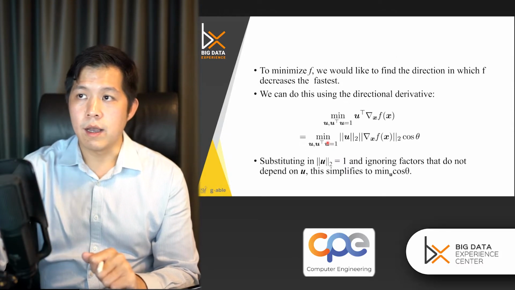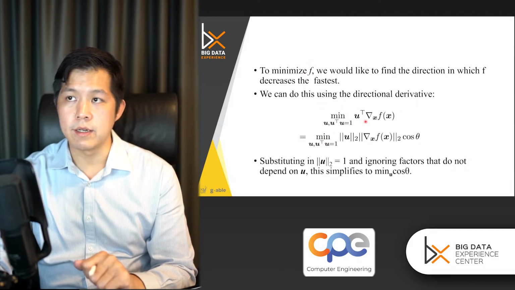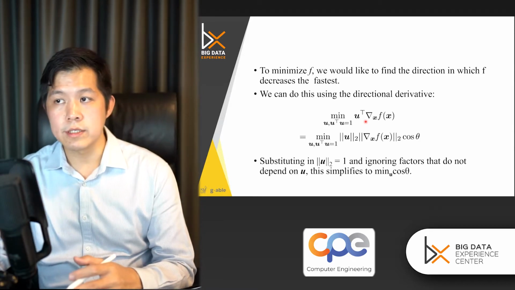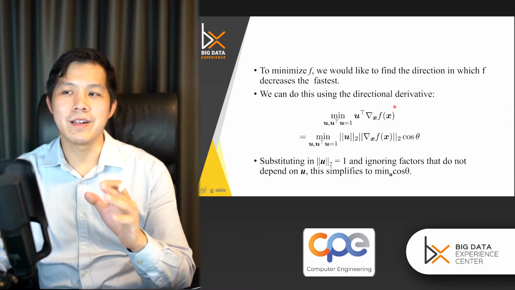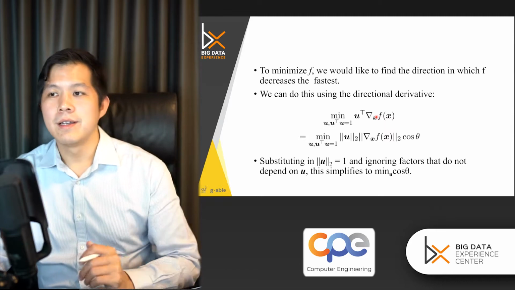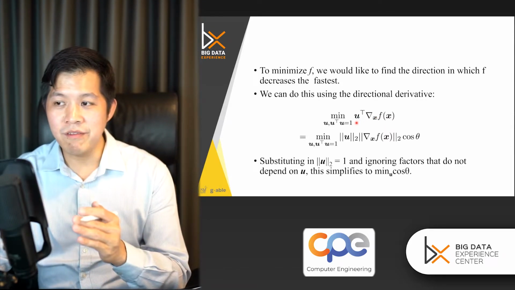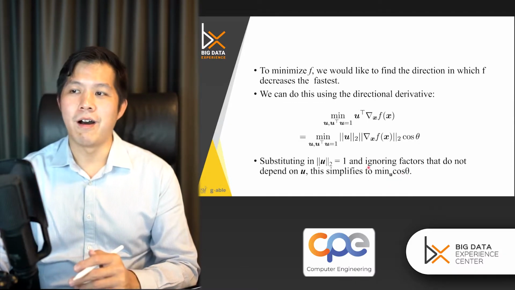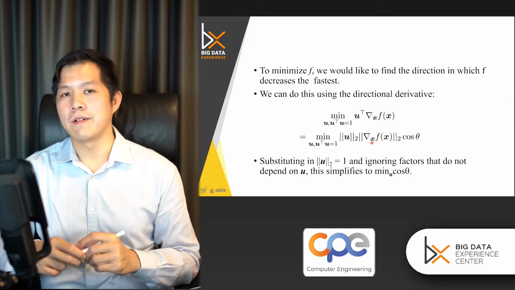We want to minimize this f, the whole objective function here, so that we have the lowest gradient. Lowest gradient means 0, right? This is the absolute lowest gradient here. So it tells us that the lowest gradient can be achieved by having u go in the opposite direction of the gradient. Okay, so this is the proof of gradient descent.